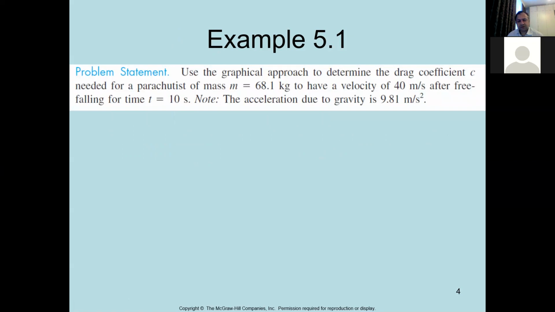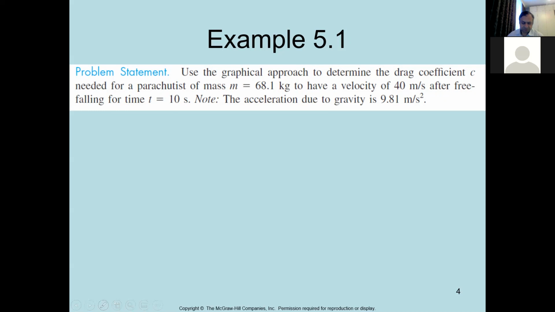Use a graphical approach to determine the drag coefficient C needed for a parachutist of mass m equal to 68.1 kilograms to have a velocity of 40 meters per second after free falling for time t equal to 10 seconds. Note the acceleration due to gravity is 9.81 meters per second squared.